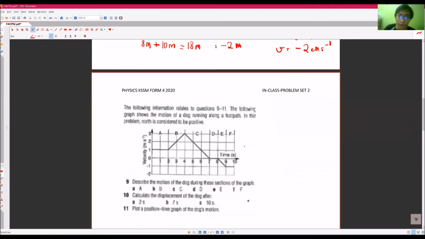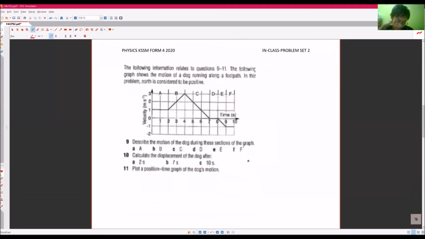Okay, now we move on to our next type of graph, which is the velocity time graph. The velocity time graph is very important because it can give us two pieces of information. The first one, the gradient. The gradient is actually acceleration.